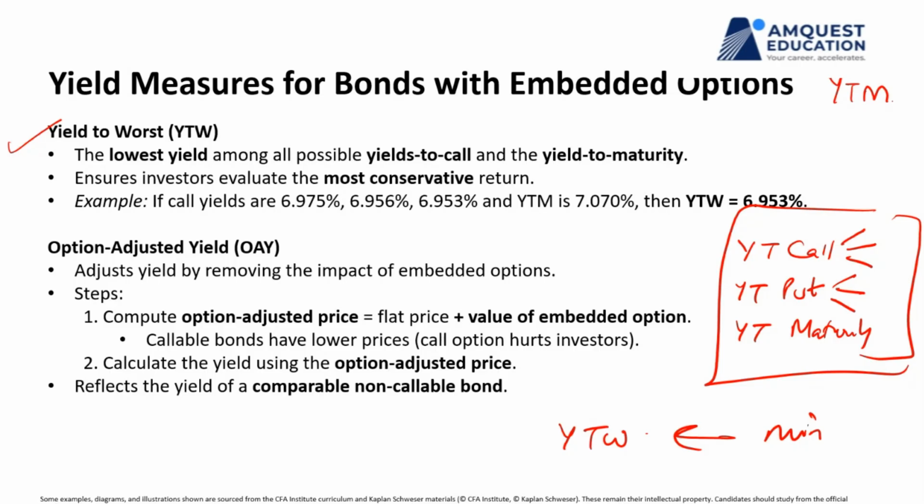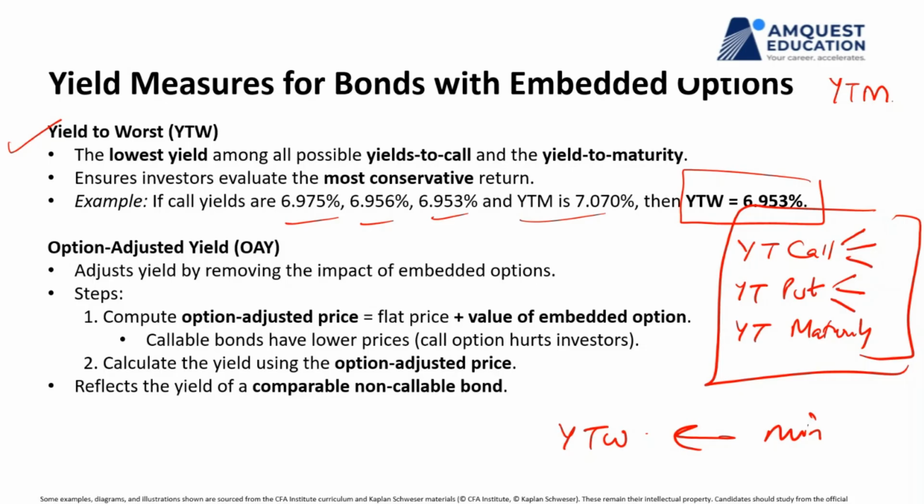This ensures investors evaluate the most conservative return. If I am looking at YTW, that is the lowest yield or lowest return that I am going to get. So if call yields are 6.975, 6.956, 6.953, and YTM is 7.0, yield to worst is the minimum of all the numbers. That's as conservative as it gets in terms of the estimation of yields.